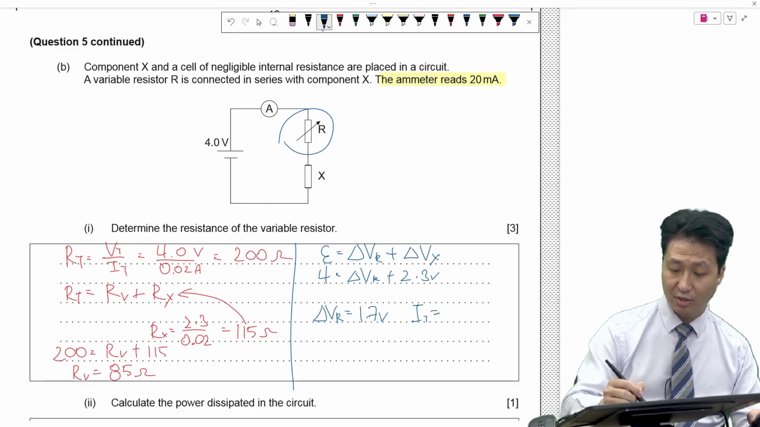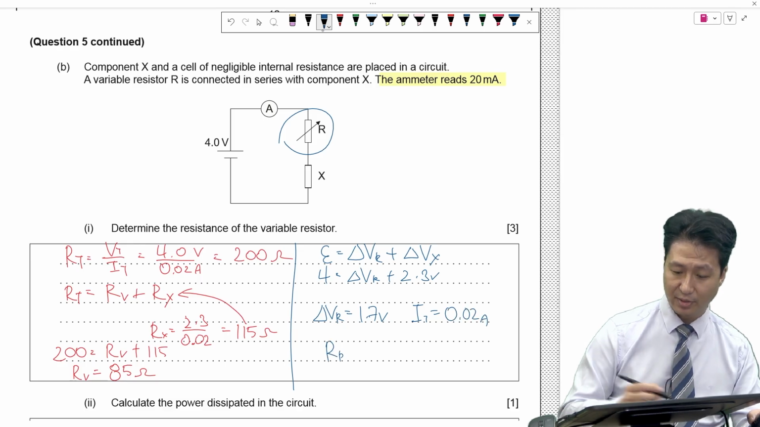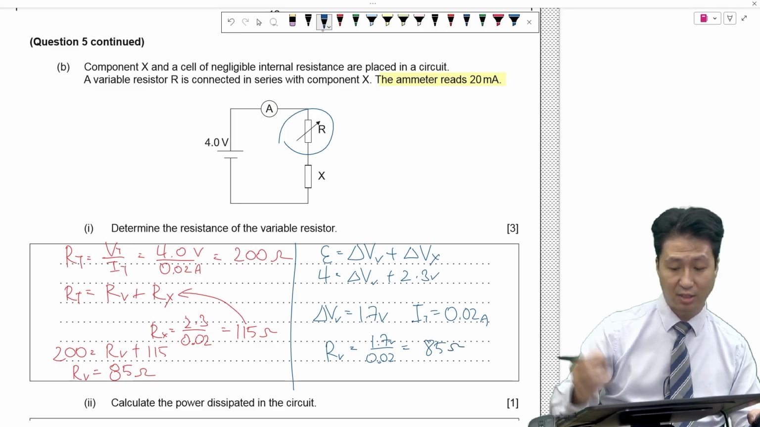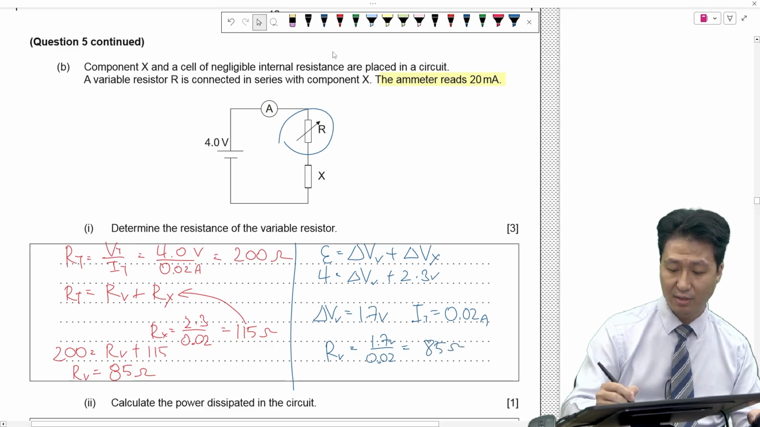We have the voltage, and we have the current, which is 0.02 amperes. The resistance of the variable resistor, actually we changed these here. This used to be for variable resistor, will be equal to the voltage of 1.7 divided by the current, 0.02, which is still 85 ohms.